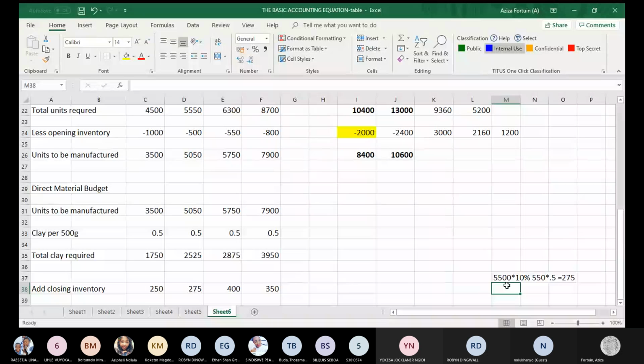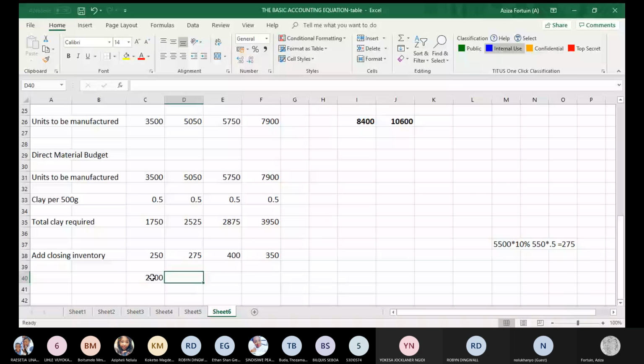Okay, so now we have our total inventory. You got 2,000, 2,800, 3,275, and 4,300. Okay, so now we have the total clay requirements.